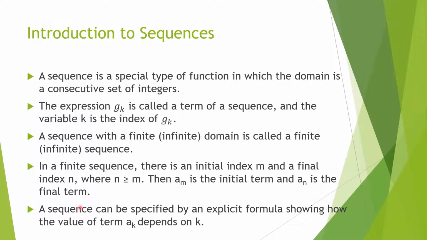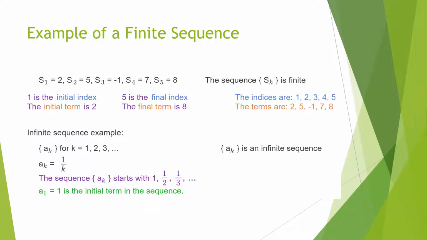A sequence can be specified by an explicit formula showing how the value of term a sub k depends on k. So basically the term will be dependent on the index value when you have an explicit formula for that sequence. In the next slides, I'm going to show you some examples.